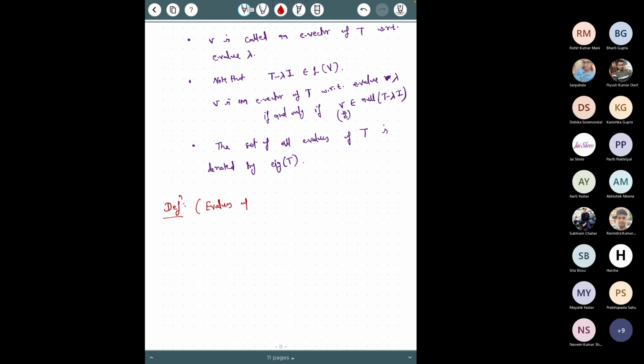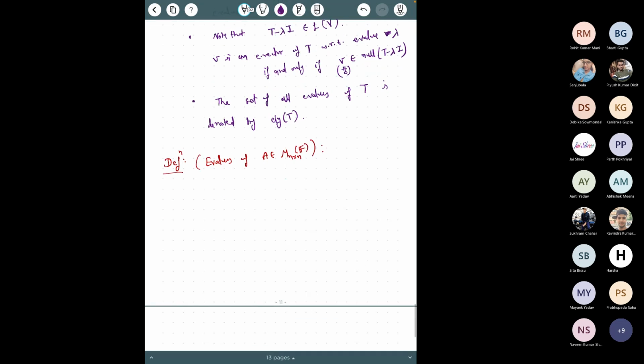Eigenvalues of a matrix. So let's say A, which is an n cross n matrix over F. So let A be an n cross n matrix over the field F, then a scalar lambda in F is called an eigenvalue of A if there exists a non-zero vector, let's say x in Fn, such that Ax equal to lambda x.